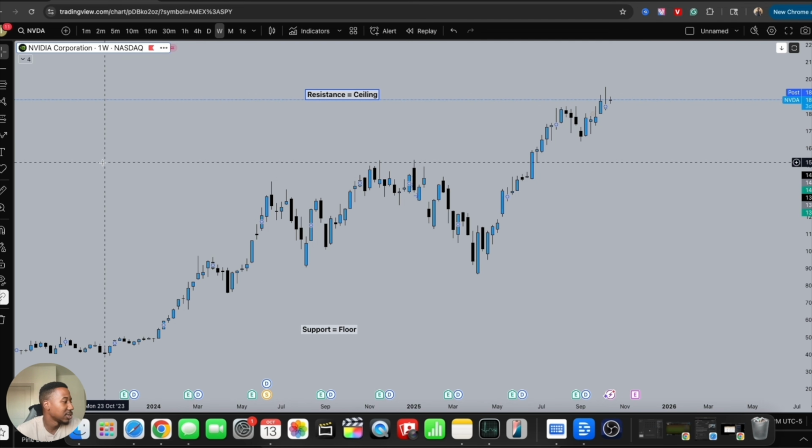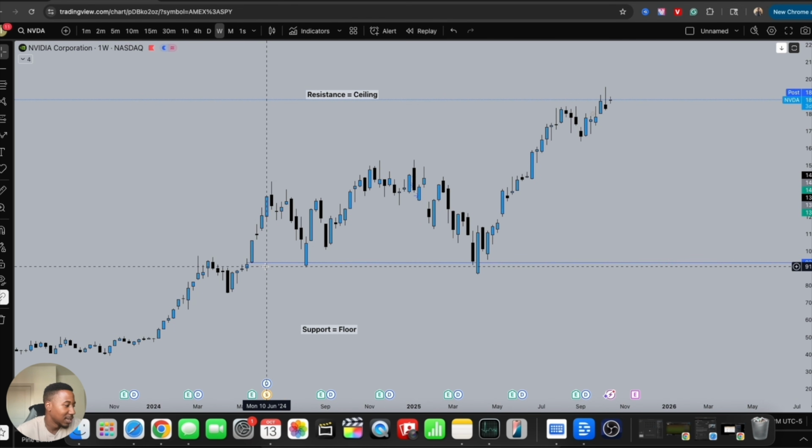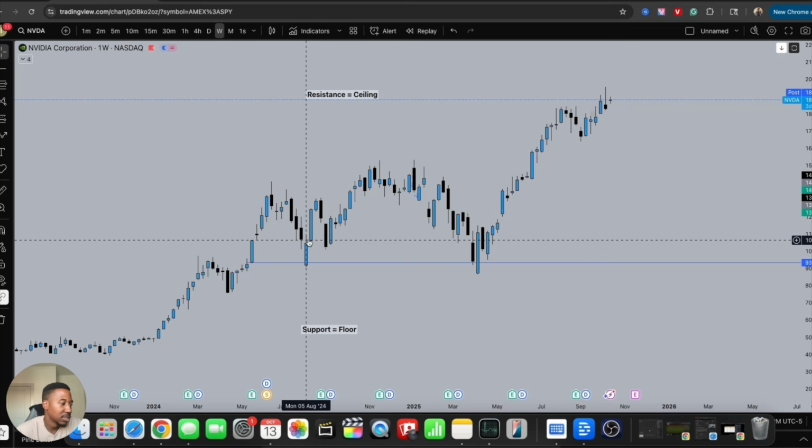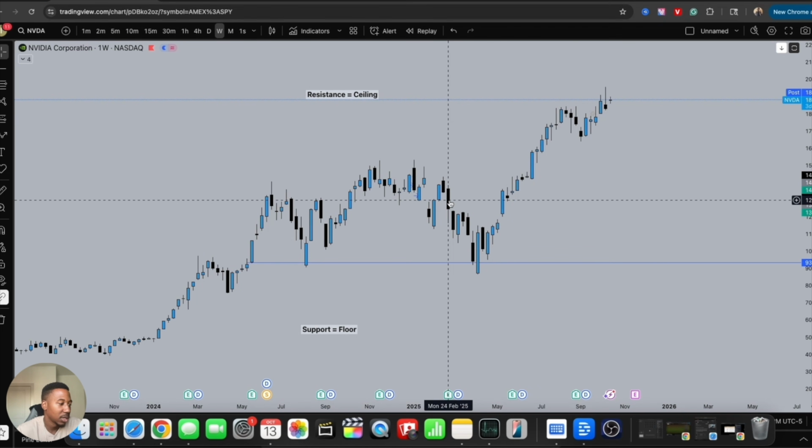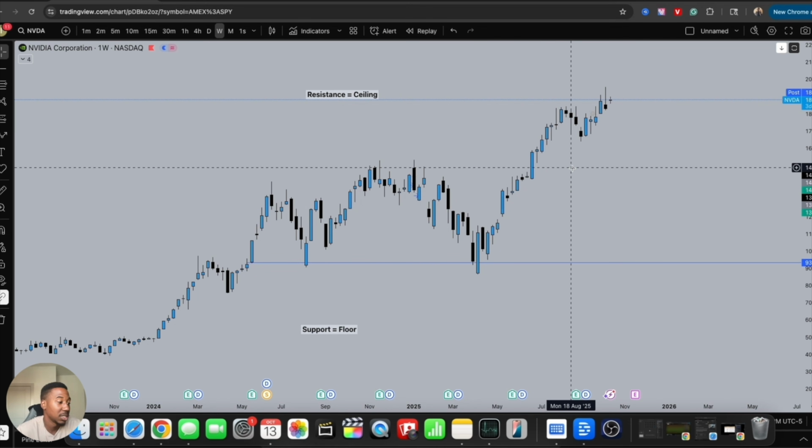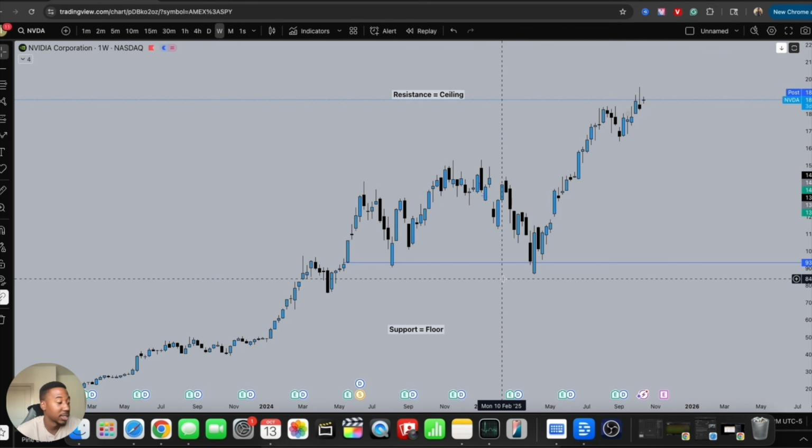So taking a look at this chart, if we look right here, we can see at this level right here, price gets above this level. We come back, we visit it, we bounce. Time goes on, we come back to this level again. We visit it, we bounce. All right, so this is going to be support. This is going to be a level where things are held up.